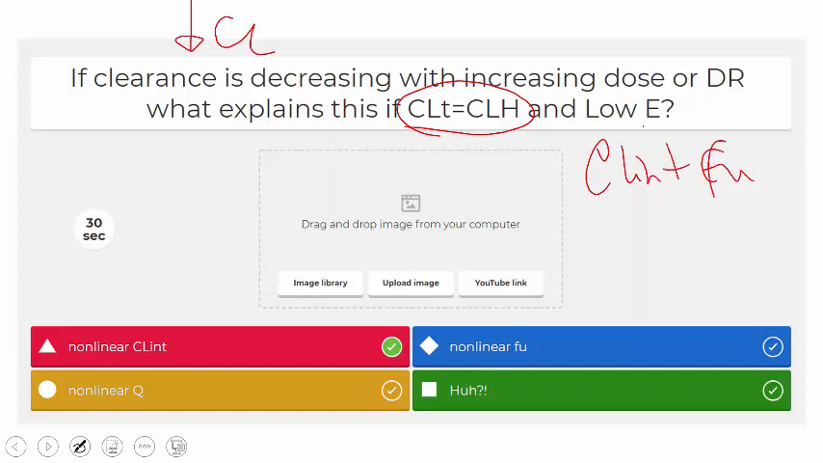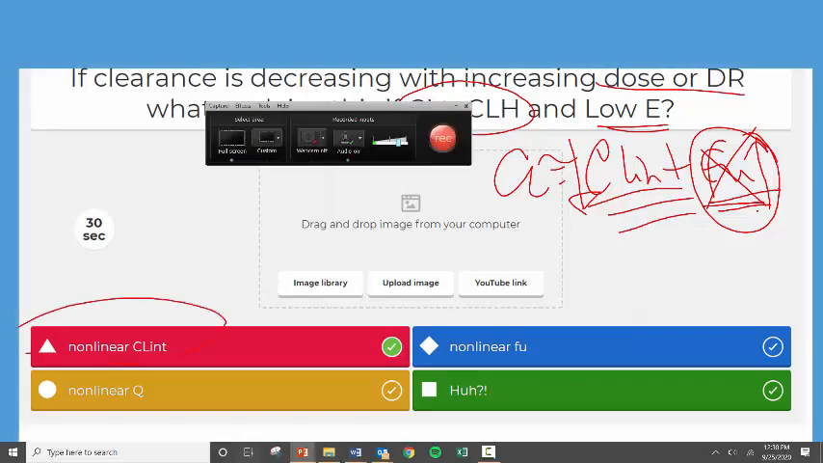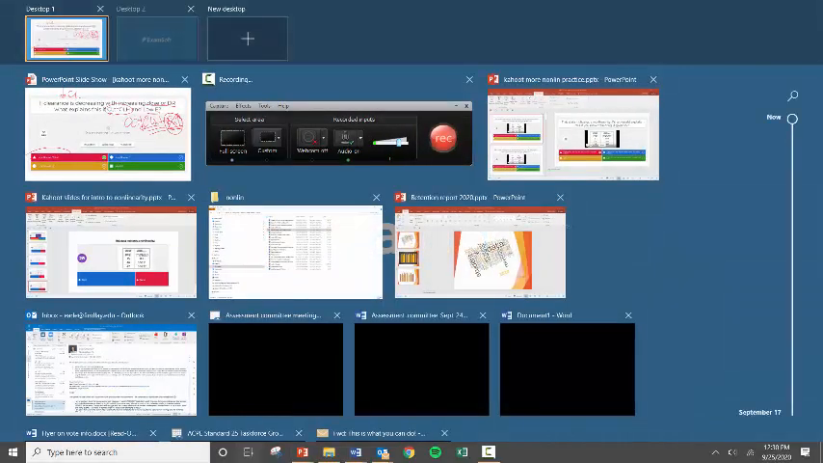If it's a low E drug, then clearance is dependent upon enzyme activity and binding. And we know that as we increase the dose, we're going to have a decrease in intrinsic clearance if it's nonlinear, but we'd have an increase in fraction unbound if this is the source of nonlinearity. So it can't be binding, it's got to be enzyme activity. So again, the answer is nonlinear intrinsic clearance. Whoa, what happened there?